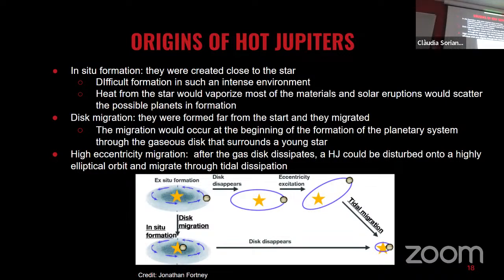And then we have a second mechanism, which is disk migration. In the disk migration, we consider that the planet was created far from the star, but then the planet moved through the planetary disk and stayed near the star. And the third mechanism that we have is similar to the disk migration, but after the dissipation of the disk. So in this third mechanism, the gas disk that surrounds the star dissipates, and then by a perturbation of the orbit of the hot Jupiter, it migrates to the vicinity of the star. So these are the three different mechanisms that we have. There are evidences for the three of them, but there is no answer for the origin itself. So more studies are needed in this topic.